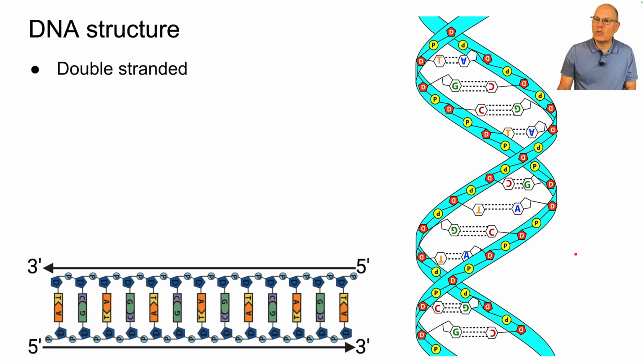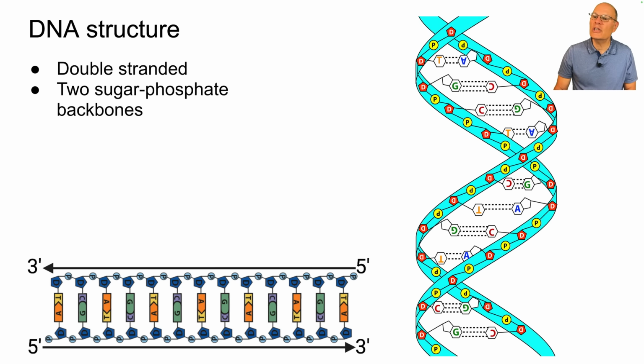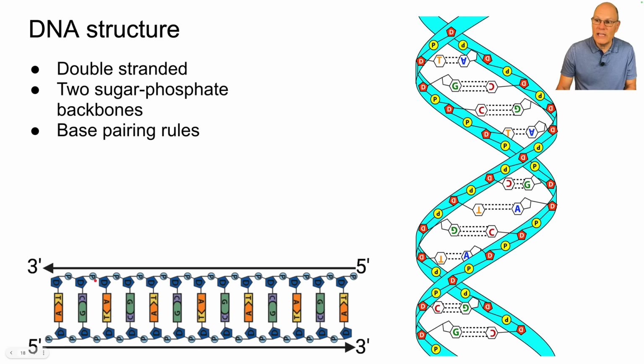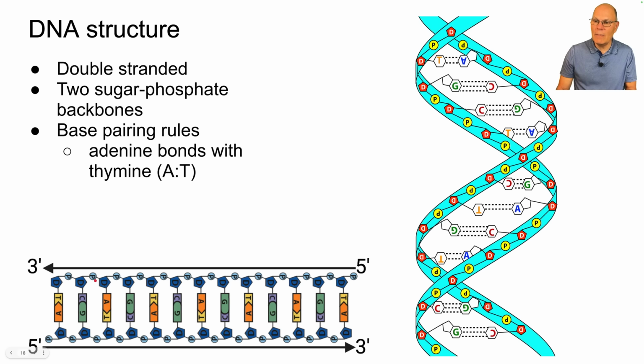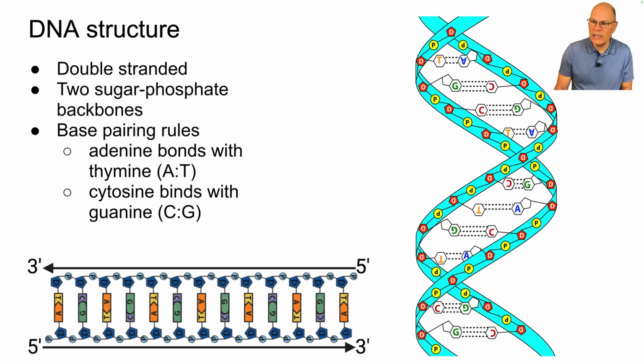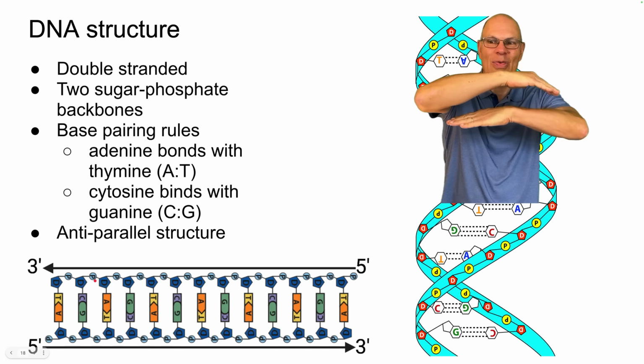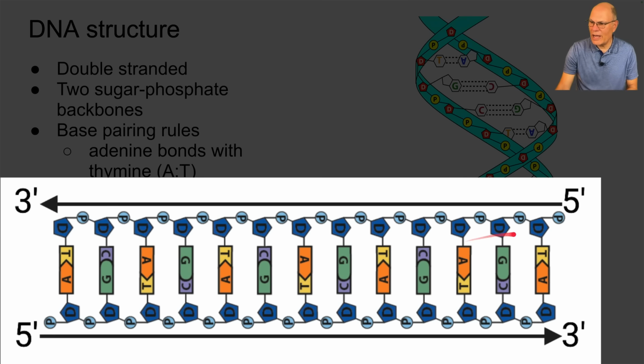In terms of DNA structure, know that DNA is famously double-stranded. That's why it's the double helix. It has 2 sugar-phosphate backbones, sugar-phosphate, sugar-phosphate. The base pairing rules for DNA are adenine bonds with thymine and cytosine bonds with guanine, and it has an anti-parallel structure. Anti-parallel is like this. Note that in one strand, this is the 5' end, this is the 3' end.